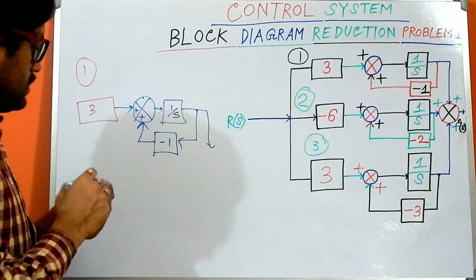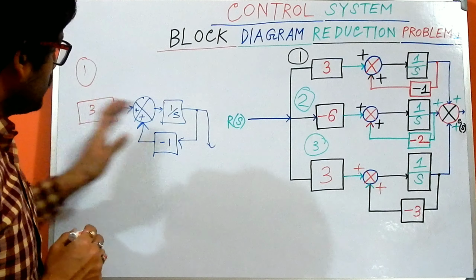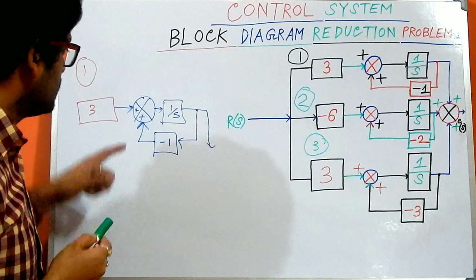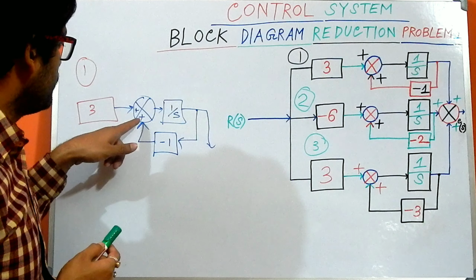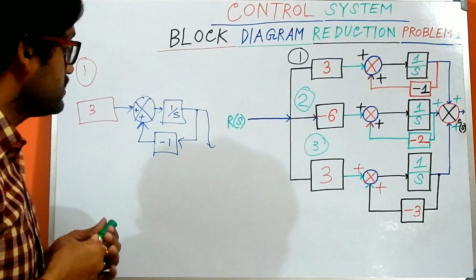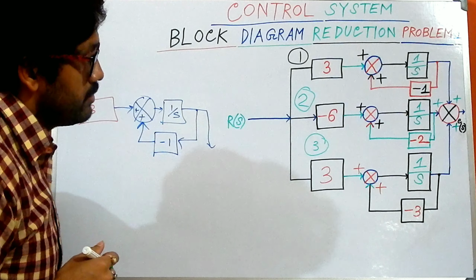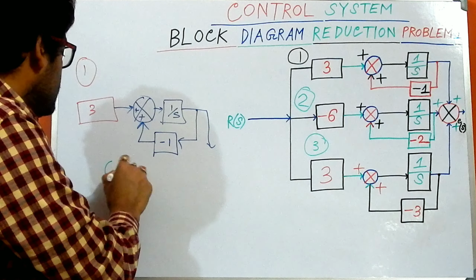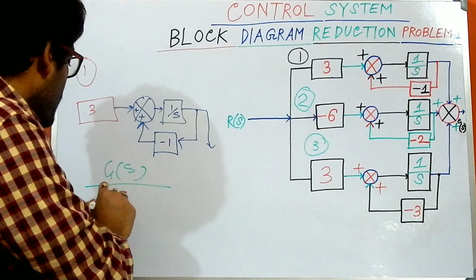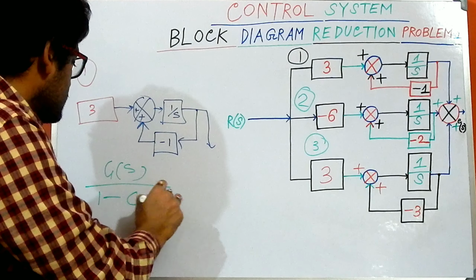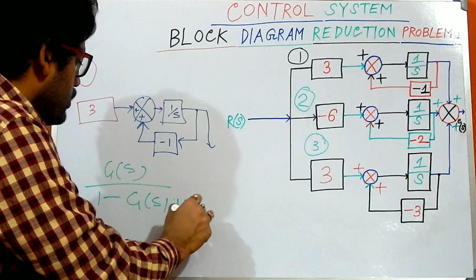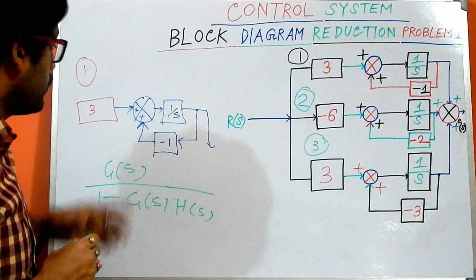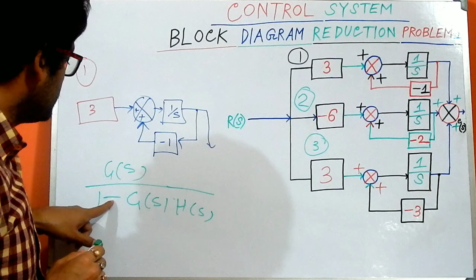Okay, so I want to solve this problem. Here you can see that the feedback response is plus. So what is the exact formula for that? I know that G(s) divided by 1 minus G(s)H(s). Okay, so for negative feedback this one is plus, and for positive feedback this is minus.